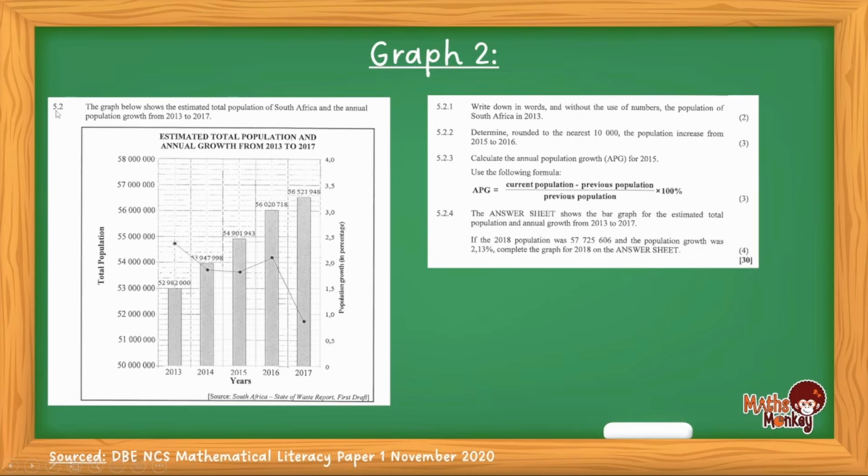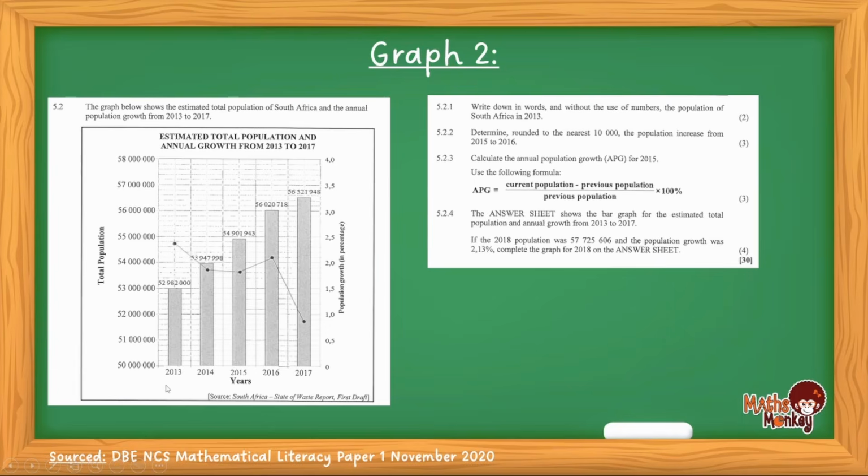All right, so let's read here. 5.2, the graph below shows the estimated total population of South Africa and the annual population growth from 2013 to 2017. So already in this instruction, they tell you that this is actually 2 sets of data, right? For years 2013 to 2017. So if I look here, estimated total population and annual growth. Let's try and see what graph refers to what.